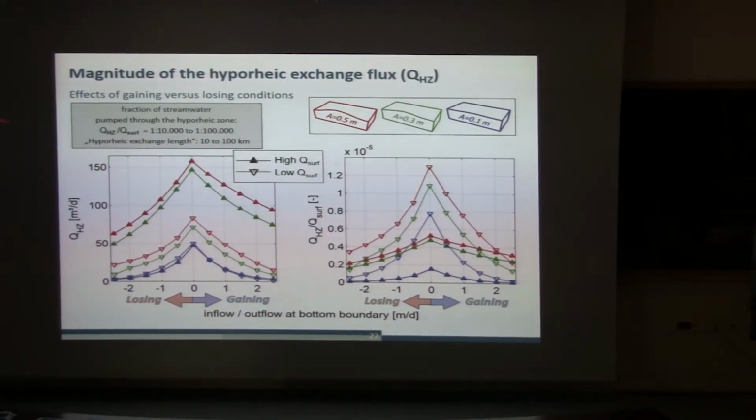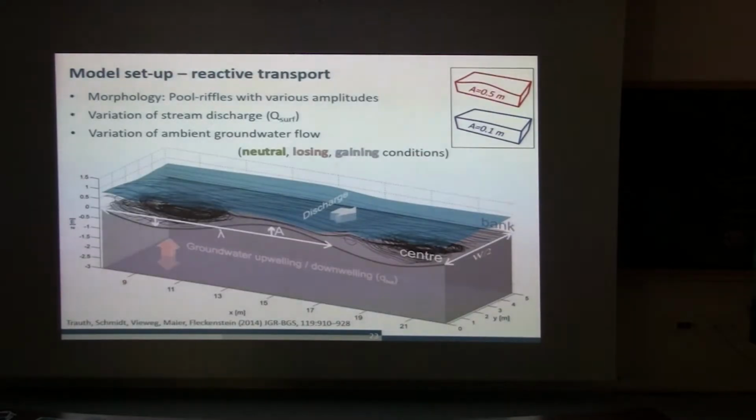And we estimated from our scenarios that this ratio here was between 1 over 10,000 to 1 over 100,000, which translates into a hyporheic exchange length of 10 to 100 kilometers. So basically, you would need 10 to 100 kilometers of river to theoretically have all the water go through the hyporheic zone once. So that's a very low value. This already kind of hints at the capacity of this zone to attenuate.